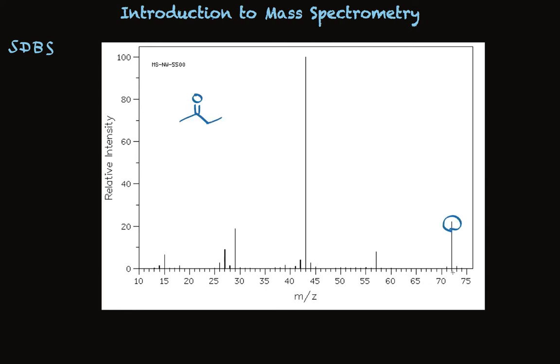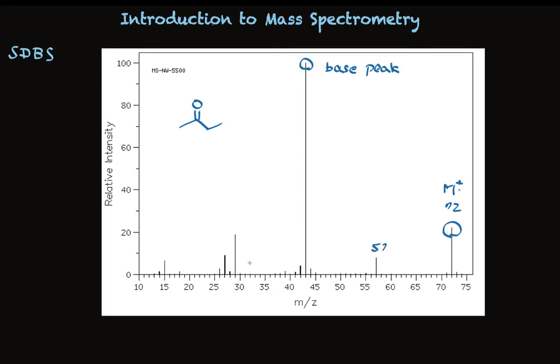The heaviest peak is at 72, and this is the molecular ion. These are the weights of fragments. So this is 57. This is the base peak. It is 43. Other peaks are much smaller, but notice there's a 29. That's pretty easy to pick out.